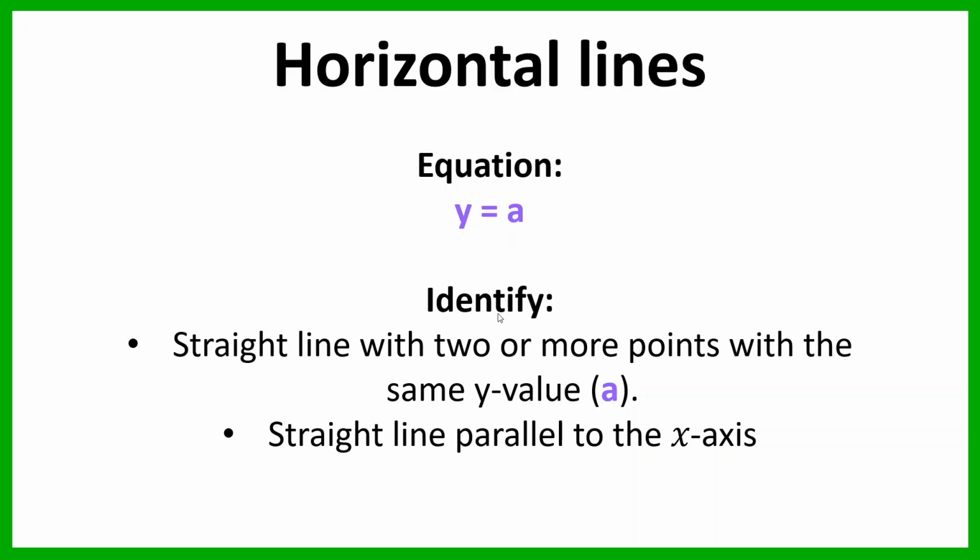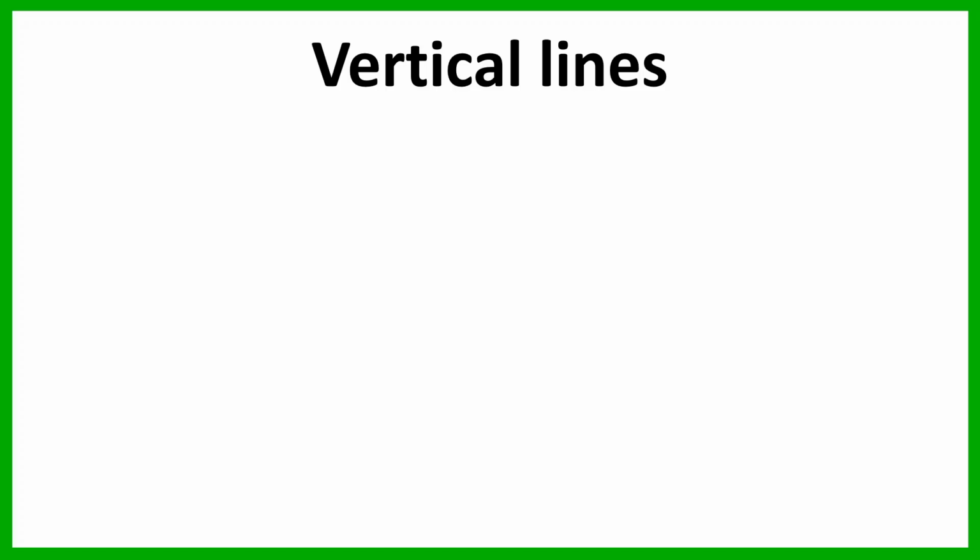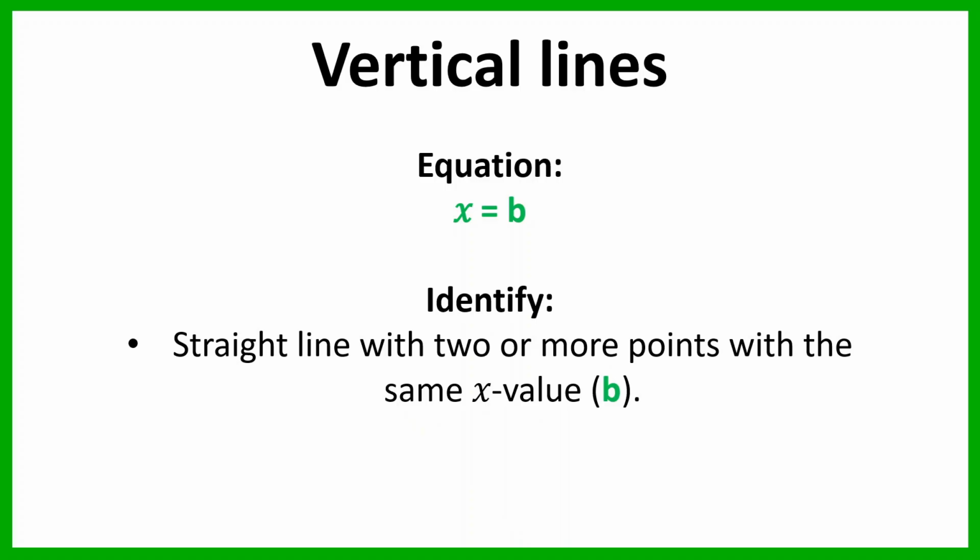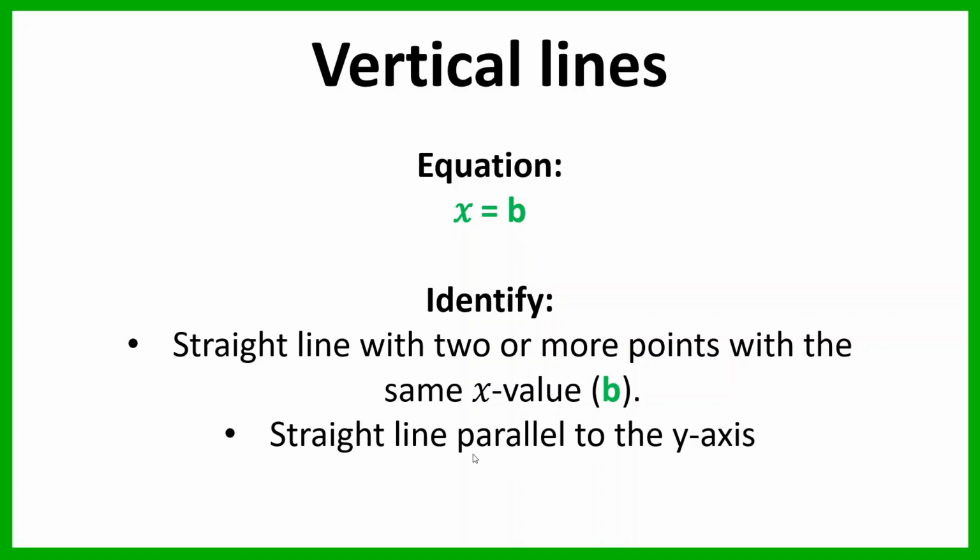Then if you need to find the equation of a vertical line, it works very similarly to a horizontal line, except that the equation is going to be x equals b, where b is a number. Again, to identify it, it's when you have a straight line with 2 or more points that have the same x value, and that x value will be the b that you're going to put into your equation. Or if you have a straight line that is parallel to the y-axis, then the x value of any point on that line will be the b value that you're going to have in your equation.